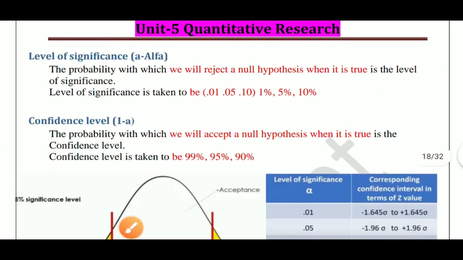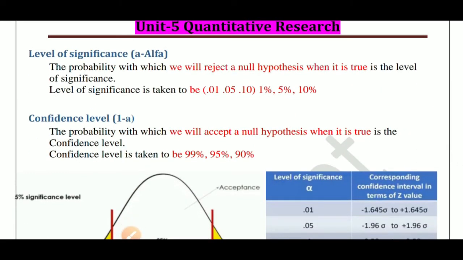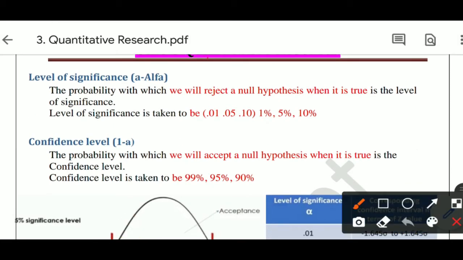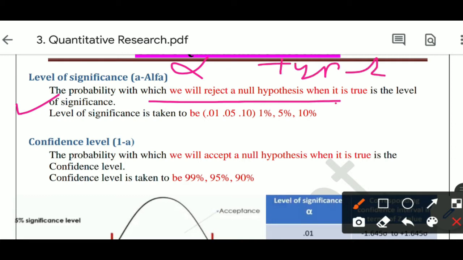Now we will understand the level of significance. So what is level of significance? Level of significance is denoted by alpha, and the probability with which we reject a null hypothesis when it is true is called the level of significance. By reading this line you can say this is called type 1 error. In type 1 error, we reject the null hypothesis when it is true.